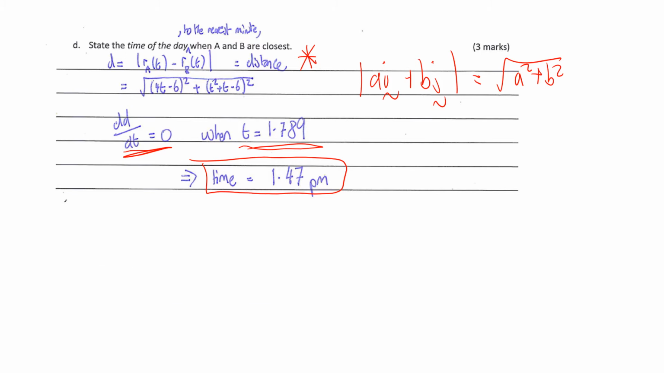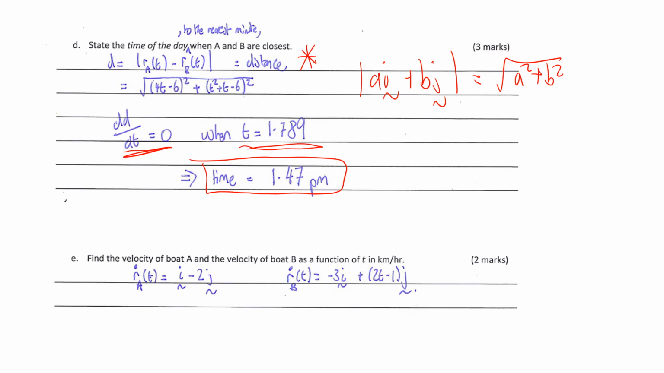Okay, moving on. E was easy. Hopefully everyone got this. I think most people did. Find the velocity of boat A and the velocity of boat B as a function of t. So obviously you just have to differentiate their i and j components individually, and you mark them as r dot A as a function of t, r dot B as a function of t.